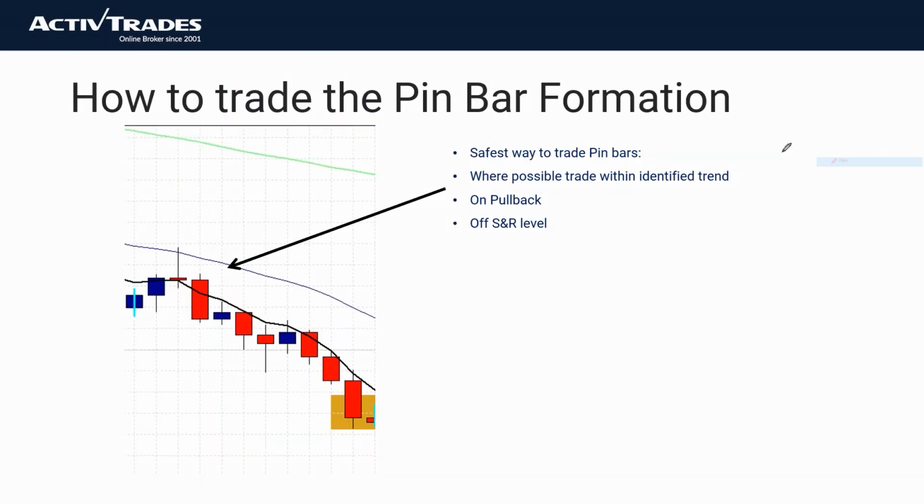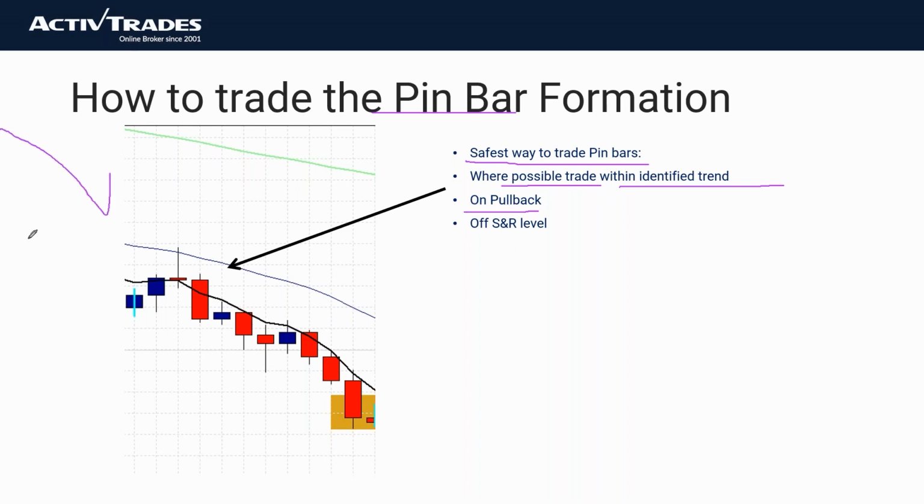So what we want to look at is, well, what are the safest ways for us to trade pin bars? What are the ways that we want to look at and be able to utilize? So lots of people will try and use pin bars to signify the end of a trend. Whereas where possible, and this is me sharing my experience, what I like to use pin bars for is when I have an identified trend. Okay, in this particular case, the trend was down, and we'll see more examples.